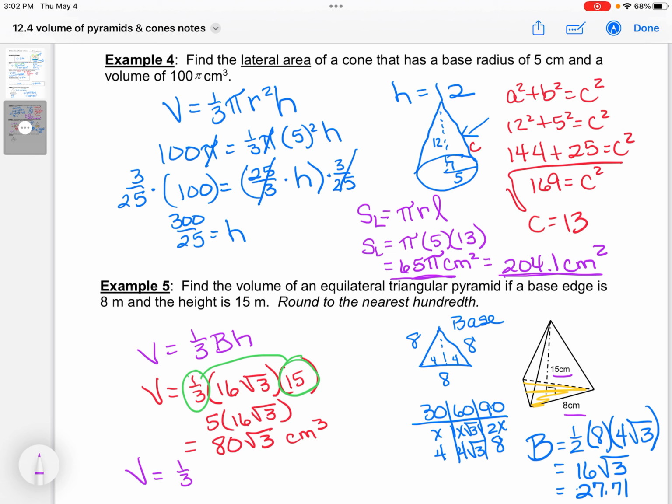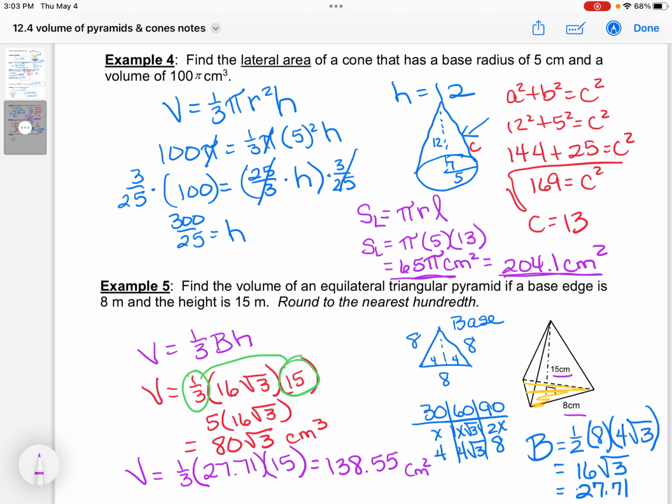If you'd rather use the decimal, then you would get 1/3 times 27.71 times 15. One of the reasons I don't like 1/3 to change it to a decimal is because it's a never-ending decimal, and that kind of messes stuff up. So do what you will. All right, so I'm going to do 27.71 times 15, and then I'm going to divide that by 3, and I'm going to get 138.55.